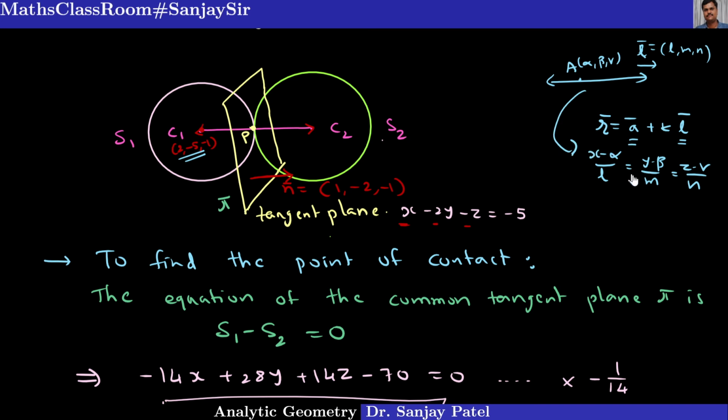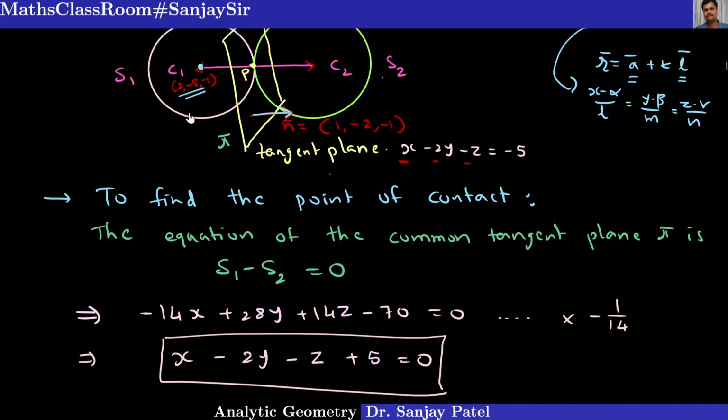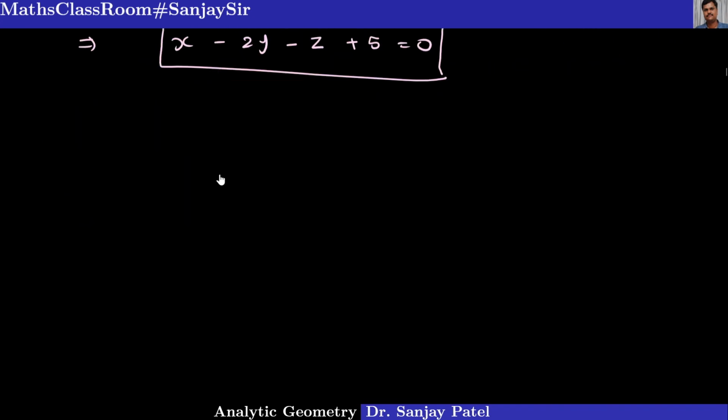This is the Cartesian equation, x minus alpha upon L, y minus beta. In our case, alpha, beta, gamma is 2, minus 5 and minus 1, which is this center, and the direction is this n bar, the direction of the normal, because this line is also perpendicular to this tangent plane. So it is in the same direction as the normal of the plane. So we can write down the equation immediately using this C1 and this normal vector. So let me write some explanation.